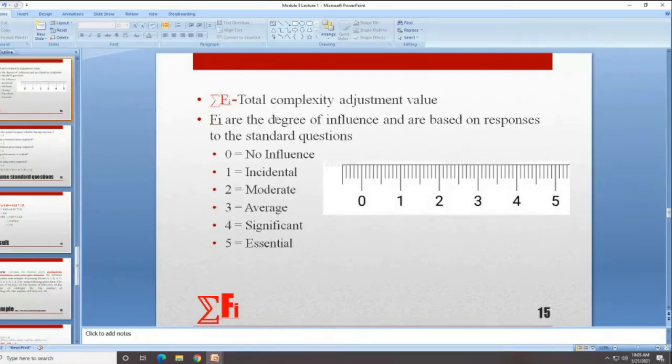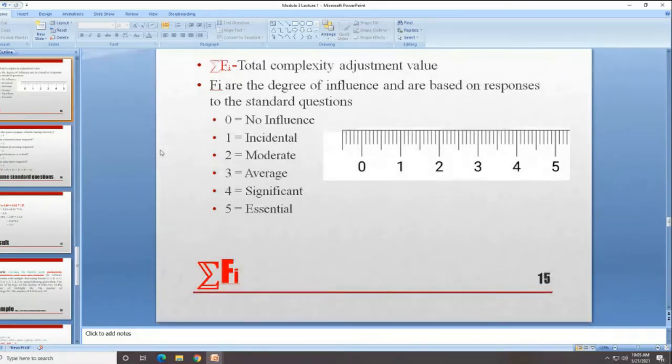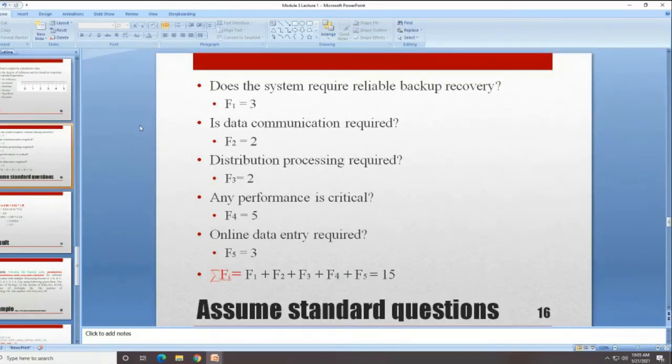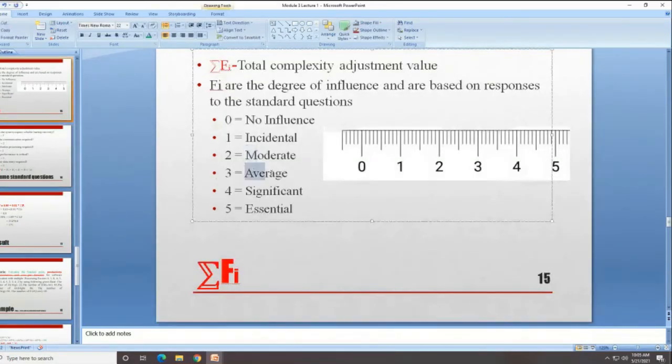That is nothing but a scale of responses, right? For a particular standard question, what kind of responses you are taking. See, here we have taken some 5 standard questions. Does the system require reliable backup recovery? F1 is equal to 3. We have taken it as moderate. Sorry, it is average, right?